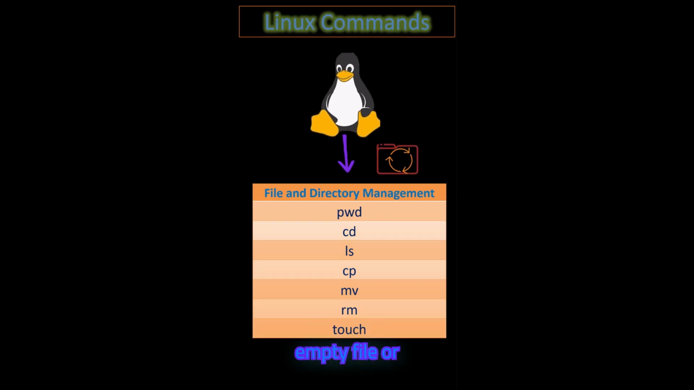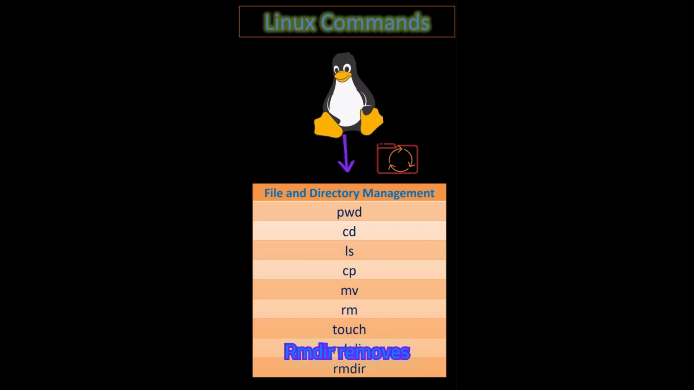Touch creates an empty file or updates the timestamp of an existing file. MKDIR creates a new directory. RMDIR removes an empty directory.